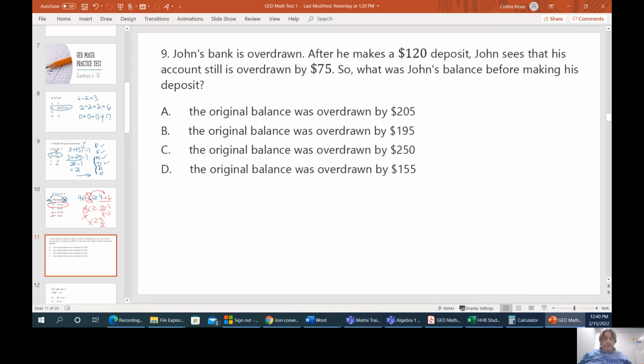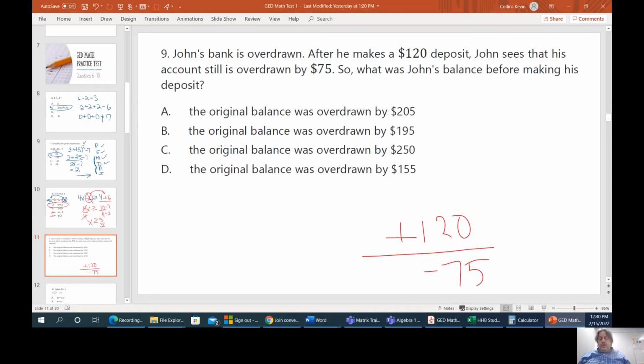All right, it says John's bank account is overdrawn. Been there, done that. So it says after he makes a $120 deposit, John sees his account is still overdrawn by $75. So what was John's balance before making his deposit? What this is saying is this guy has added 120 bucks to his account. The bank still says, nope, we still need 75 more. So how much did he start with that he was negative?